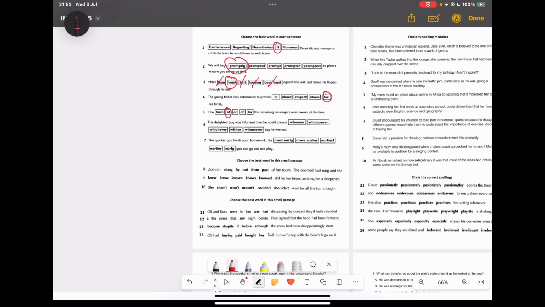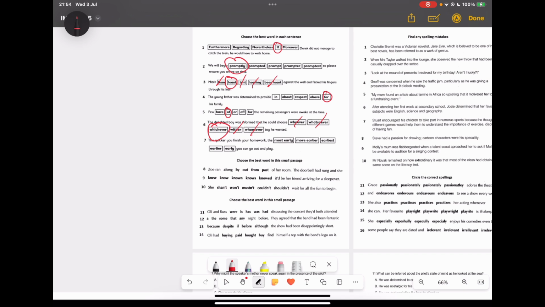6. The delighted boy was informed that he could choose something toy he wanted. So it's not going to be whoever because that's a person. Whatsoever just is grammatically incorrect. Whichever could make sense. Whither would not make sense. And whomever is also referring to a person. So this will be whichever. So the delighted boy was informed that he could choose whichever toy he wanted.